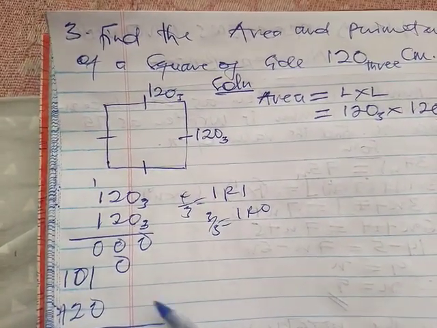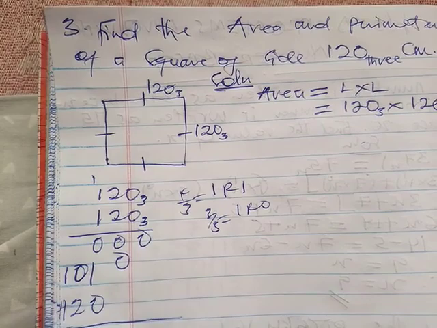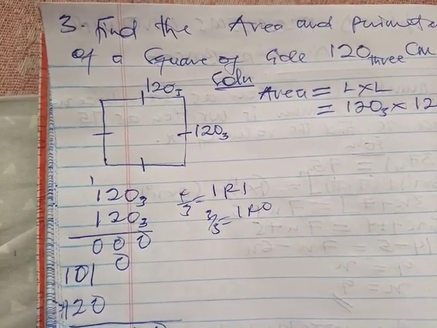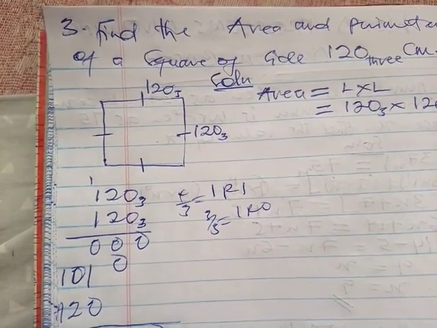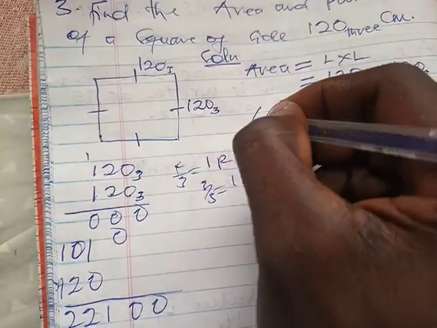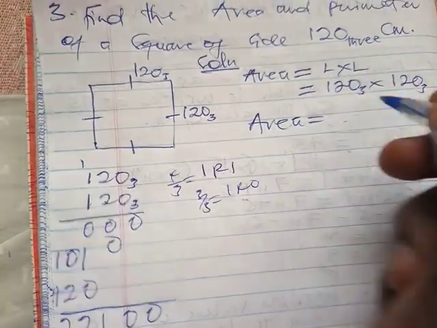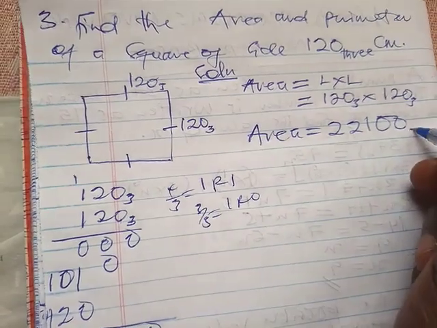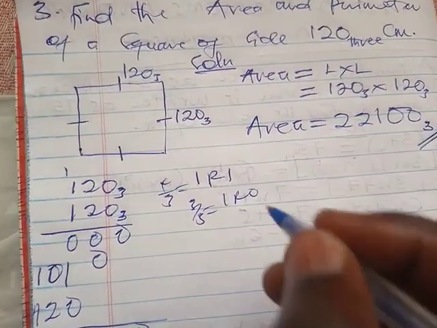Now our next target is the addition. So we have 0 here, we have 0 here, we have 1 here, we have 2 here, and we have 2 here. So the area becomes 22100 base 3. Now let's look at the perimeter.